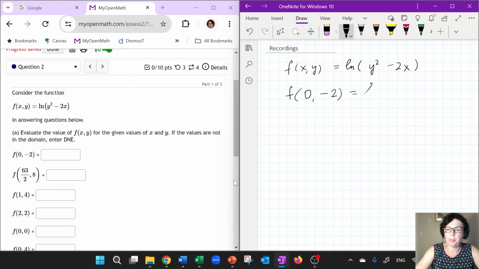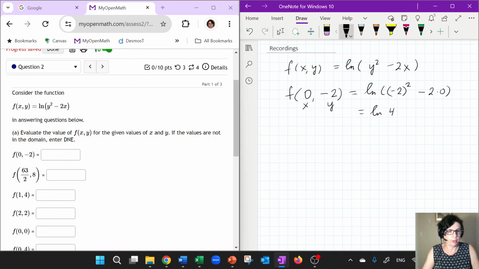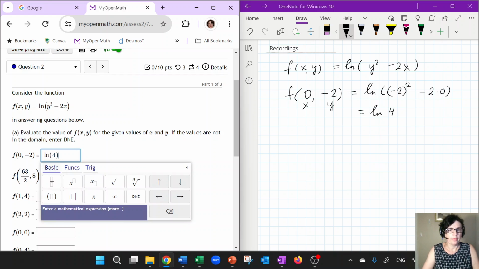So let's plug it in and be careful with substitution here. X is 0 and y is -2, not the other way around. So we've got (-2) squared, and very important, when you substitute negative numbers, put them in parentheses. And then we have -2 multiplied by 0. So that's just going to give me log of (-2) squared. That's a 4. So that's natural log of 4.